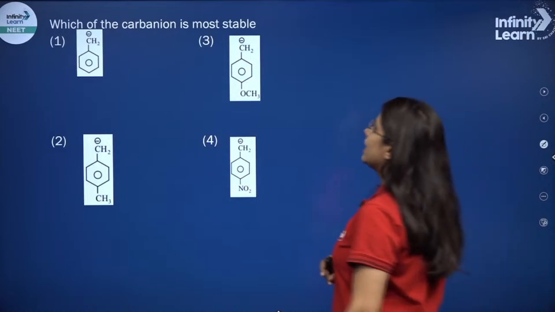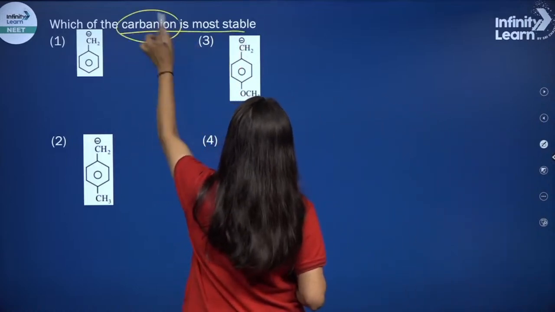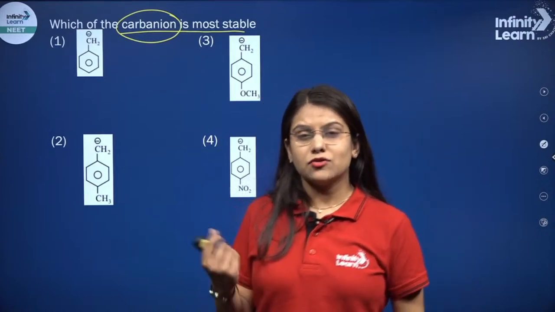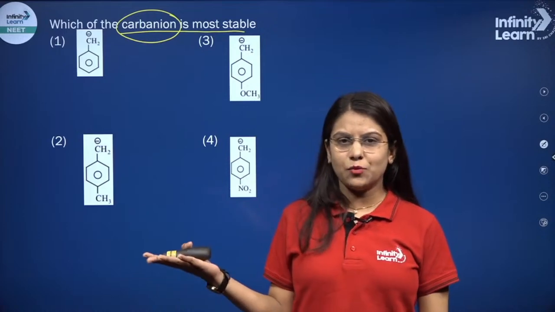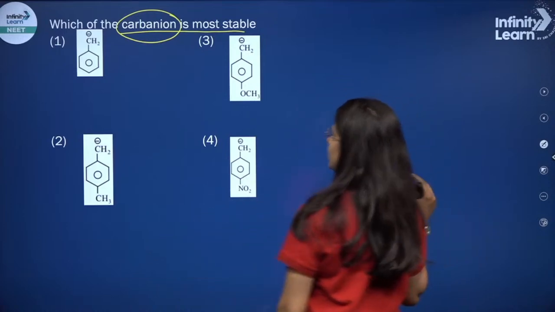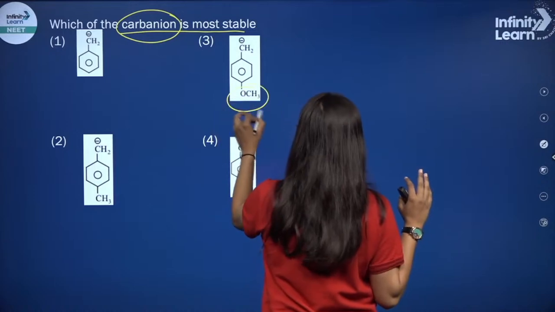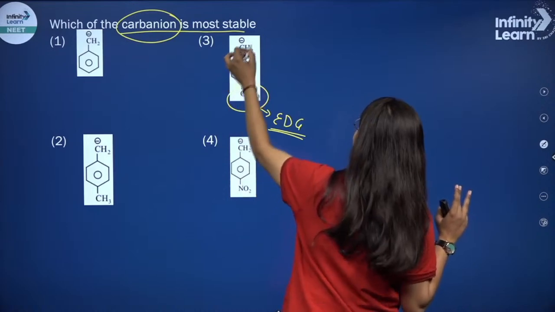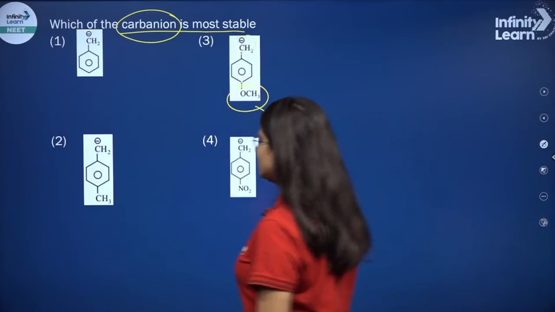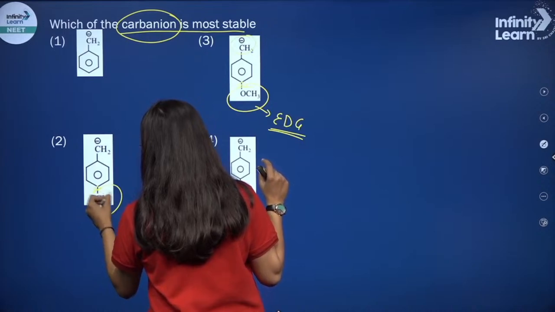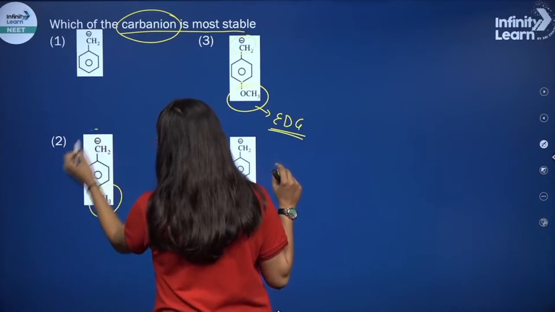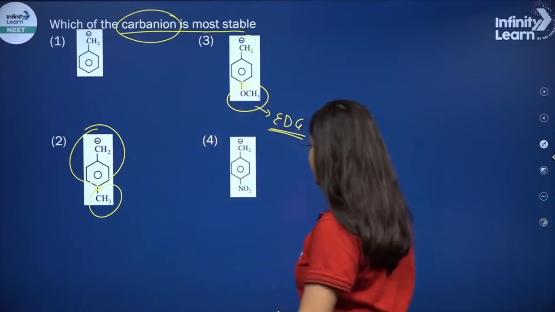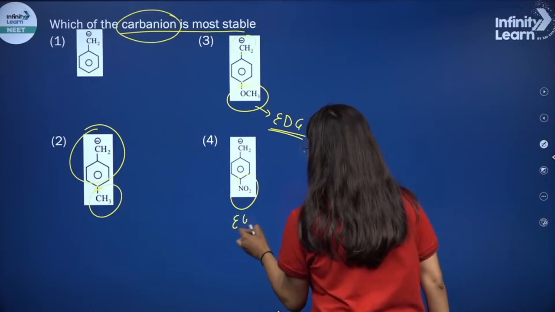Which of the following carbanions is more stable? So a carbanion is what? Electron rich. So it will be stabilized by a group which will decrease its electron density. If we have an electron withdrawing group, it will stabilize the carbanion. So let's talk about these examples. Here I have OCH3. This is an electron donating group. It will donate electrons to the ring and intensify the negative charge of the carbanion. Next, the methyl group. Methyl group is again an electron donating group. So it will give electrons to the ring. The ring will be activated and this carbanion will become less stable. It will be destabilized.